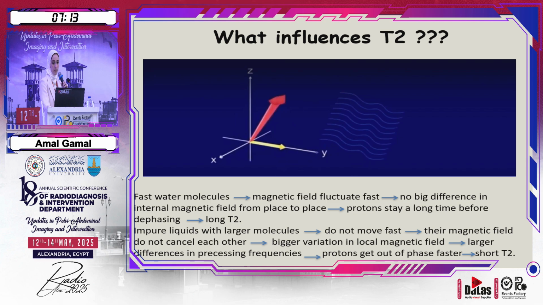With impure liquids, such as those containing larger molecules, there will be a bigger variation in the magnetic fields. Why? Because the larger molecules do not move very fast, so the local magnetic fields do not cancel each other out as much. These larger differences in local magnetic fields consequently cause larger differences in precessing frequencies. Thus, protons get out of phase faster and T2 is shorter.